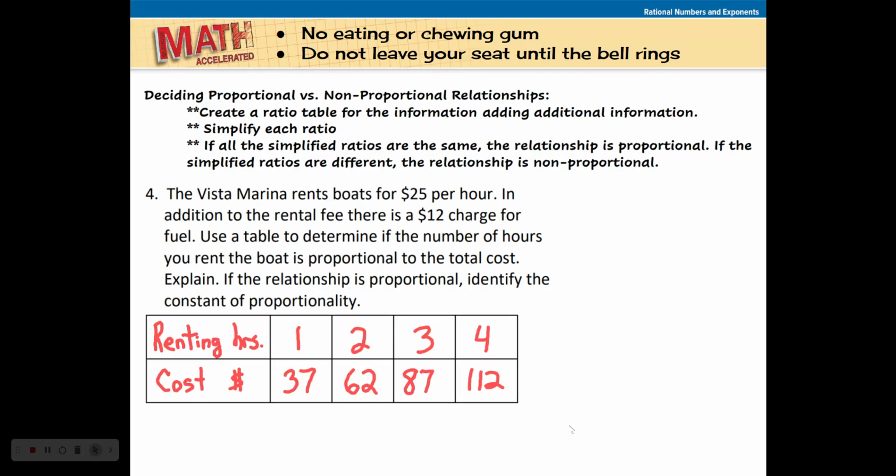Very much like example number 2, simplifying all of those ratios, not one of them is the same. Now, if you divided cost by hours, which would be okay, those ratios would also not be the same, which means there is no COP, and you can say that since the rates are not constant, the number of hours you rent the boat is not proportional to the cost.